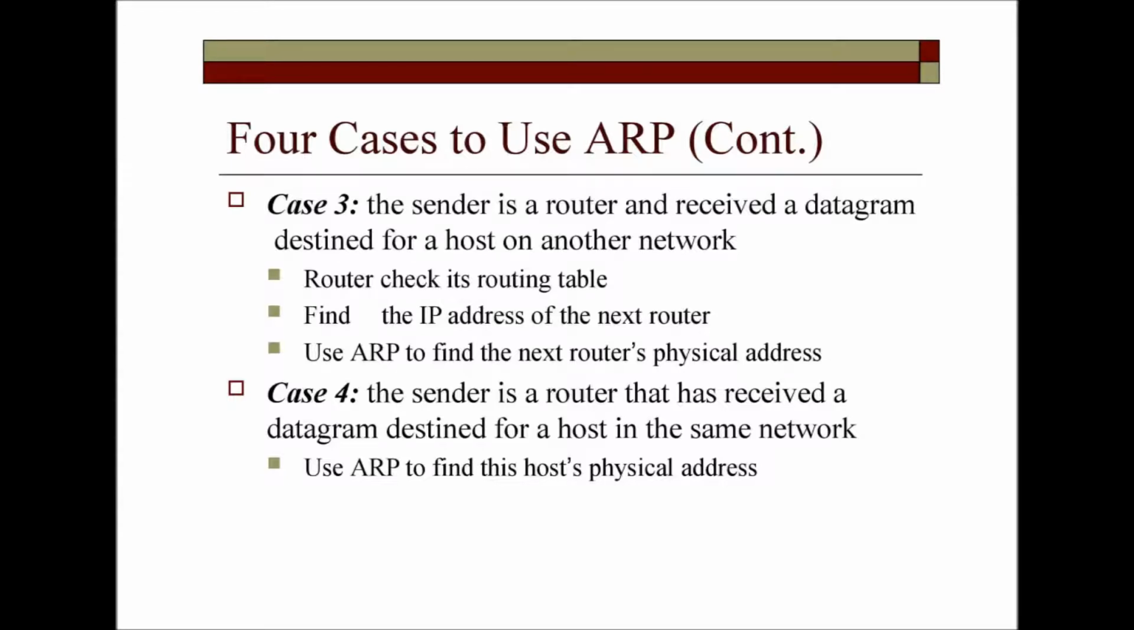So when we use a different network, then the physical address of the router is needed. But if the device is on the same network, meaning the destination device or ultimate receiver device, then the physical address of that device is needed. So an ARP request will be forwarded to find the physical address of that host or that destination or receiver device.